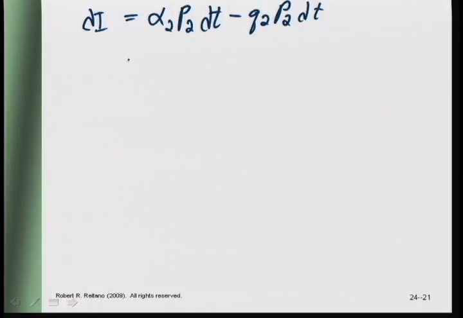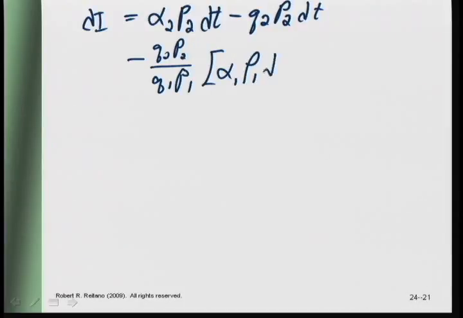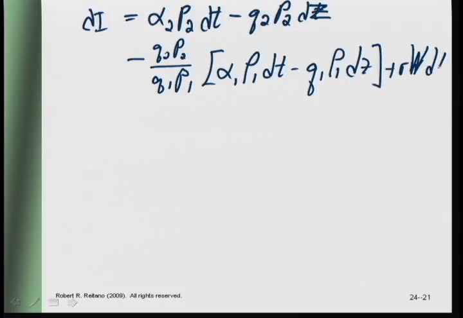I then have a formula for n, which is Q2 P2 divided by Q1 P1 times the differential of the T1 bond. So that's alpha 1 P1 dt minus Q1 P1 dz. This is a z here, sorry. And then I finally have plus the RW dt. So that's my differential simplifying notation.